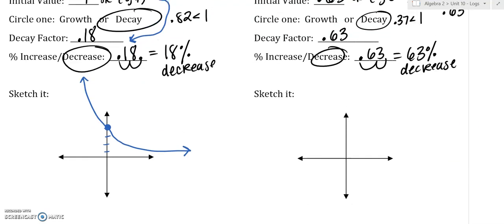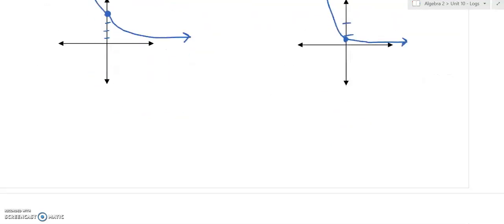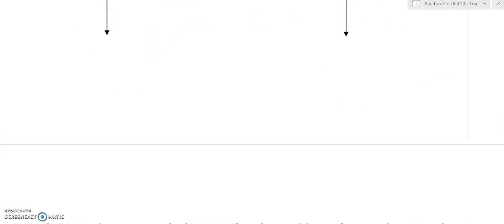I start my graph with the initial value. My initial value is at 0.65, right about there. It is decreasing. My decreasing looks something like that. Again, it's a rough sketch. We got to put our initial value on there and then make the shape. Okay, if I went too fast on those first ones, pause it, go back, rewind it, watch them again.